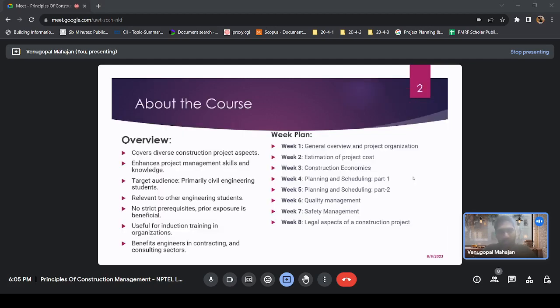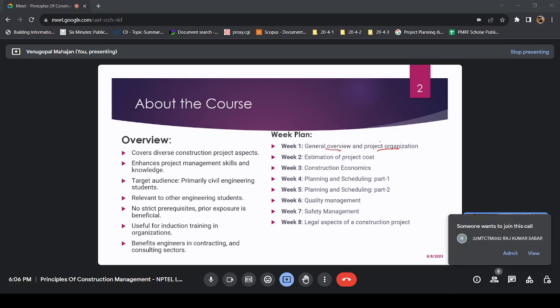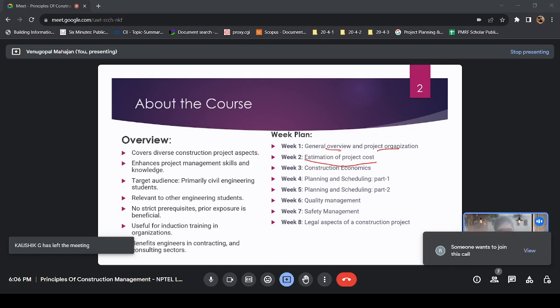About the course, as the name suggests, Principles of Construction Management, the course is quite broad. We won't be going deep on various topics, but the coverage would be more, as you can see from the week plan itself. In the first week, we discussed a general overview, project organization, and a couple of points on equipment management, inventory management, and all. So this is week 2 contents. We will be focusing on estimation of project cost.